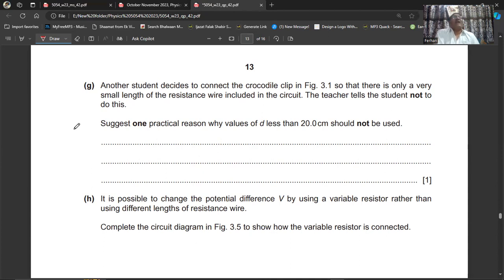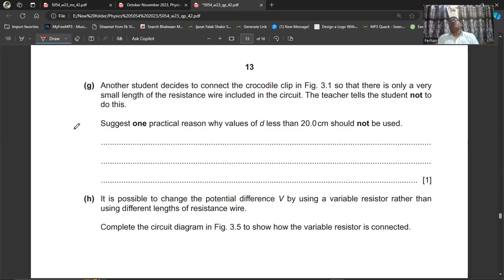You see, when you use a wire whose length is less than 20 centimeters, its resistance becomes lower. When the resistance is lower, the current coming from the supply increases. And if a larger amount of current is passing through the wire, it will overheat. This can be one reason.